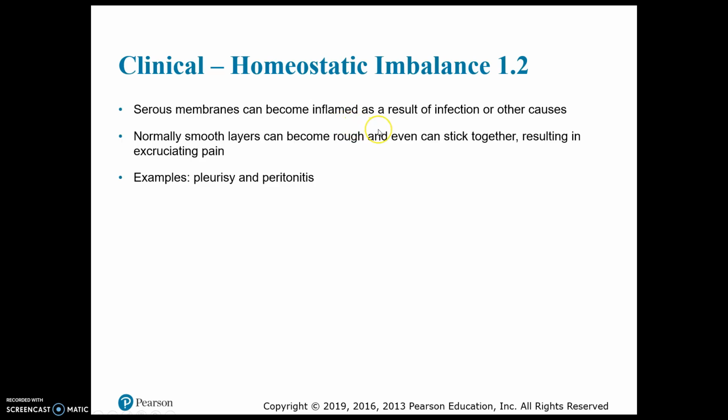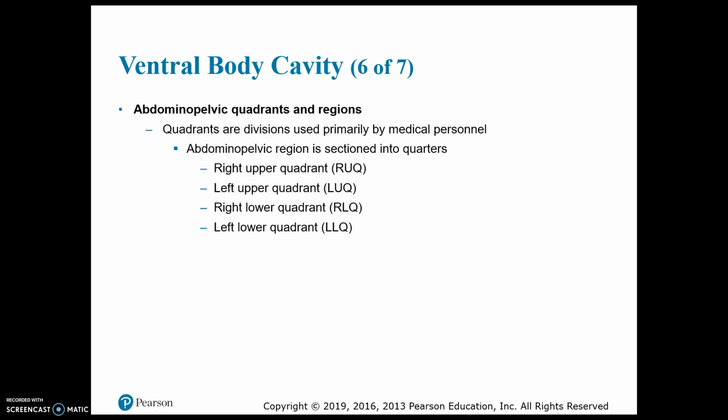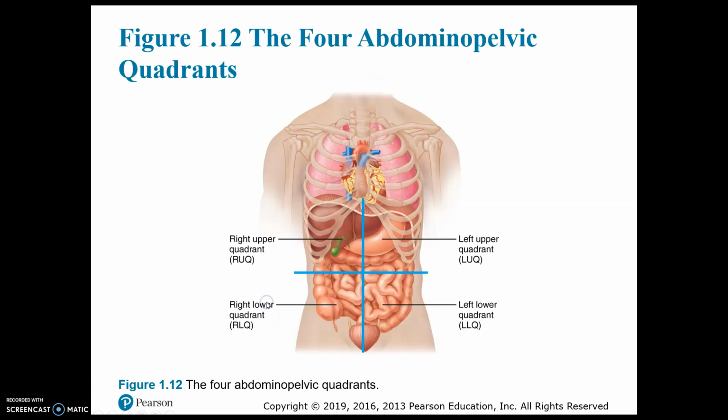Serous membranes can become inflamed, and this can cause pain. Some examples are pleurisy and peritonitis. All right, and then we're going to talk about quadrants and regions, abdominal quadrants and regions. What these are used for is to help to explain where a structure is located or pain is located, that kind of thing. There's the right upper quadrant, left upper quadrant, right lower quadrant, left lower quadrant. They have abbreviations, as you can see, and let's look at some pictures.